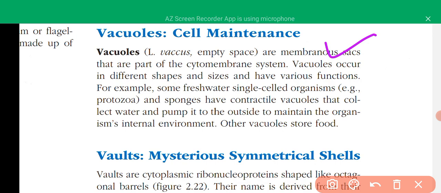For example, fresh water organisms like protozoa and sponges have contractile vacuoles. Contractile vacuoles are vacuoles in which water is moved inside, and then pumped to the outside to maintain the organism's internal environment, and they also help in movement and maintenance of proper shape. Then there are the vaults.